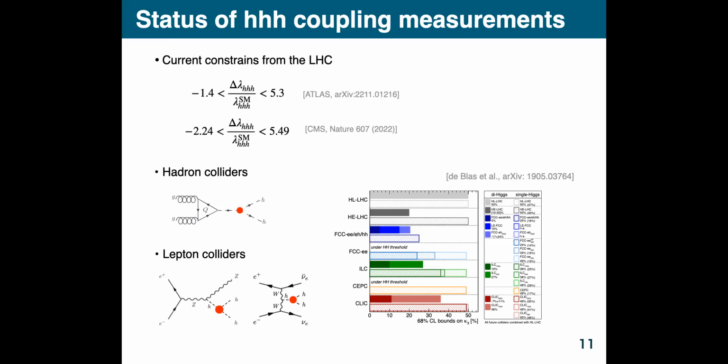For example, at the high luminosity LHC, this coupling can be measured with 50% accuracy. And with electron colliders at 1 TeV center of mass energy, this coupling can be measured with 10% accuracy. Therefore, to test the electroweak phase transition, we need a future collider.